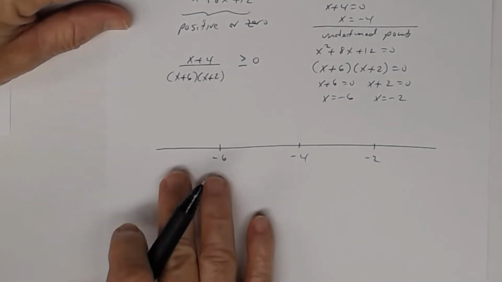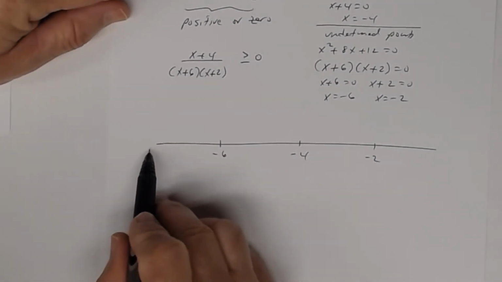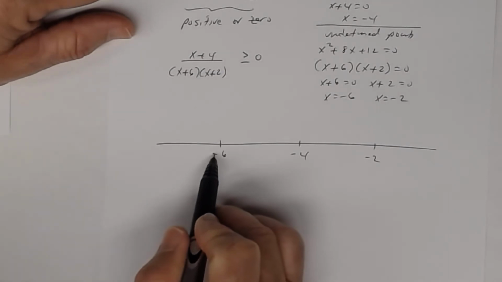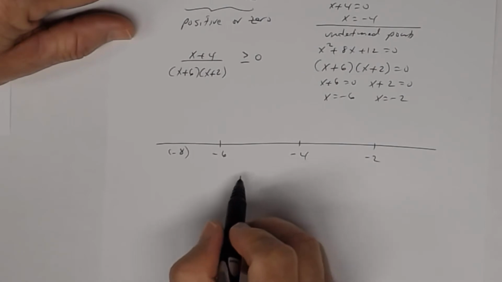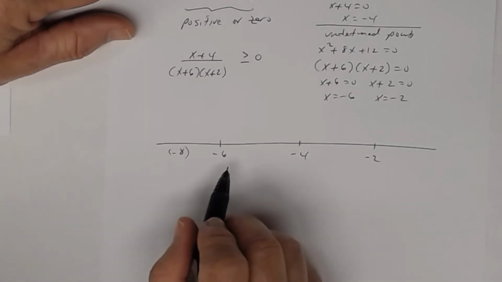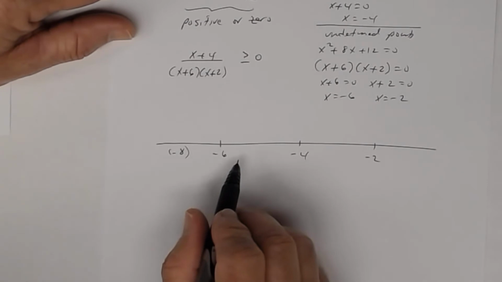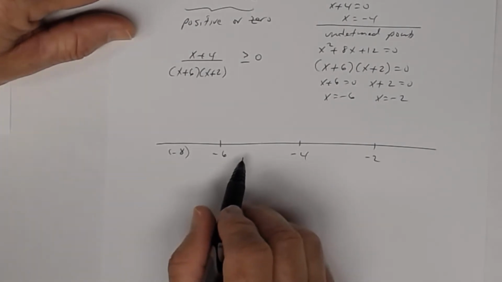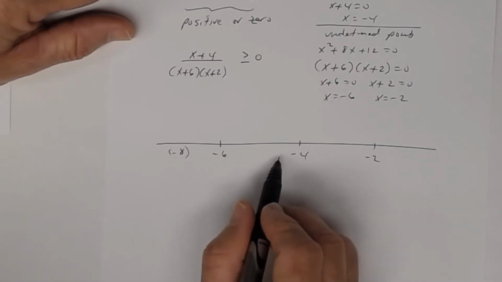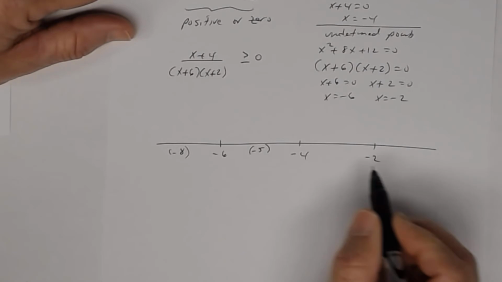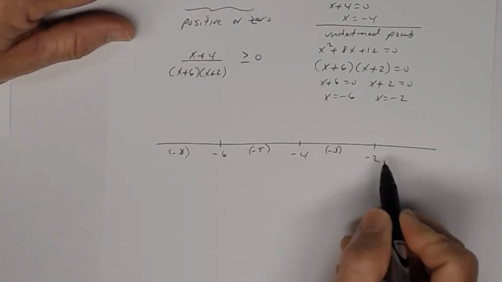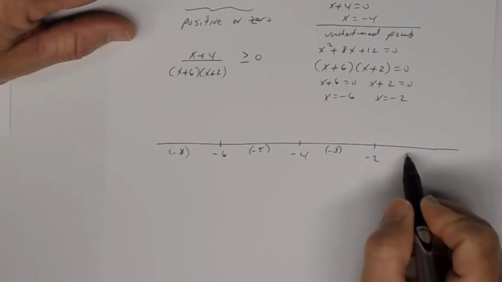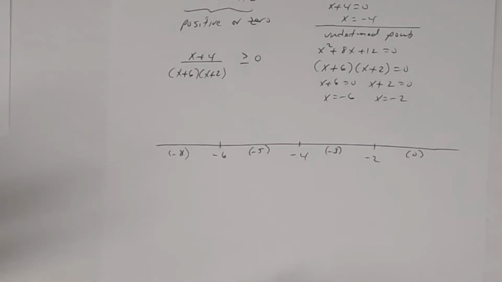Okay, so here we go. We got to pick some test points. So let's pick any number between negative infinity up to negative 6. Let's say negative 8. Negative 6 to negative 4. Remember, you always want to use integers if possible. You don't have to. You could use decimals or fractions in that interval, but it does help if you are using integers. And the only integer that's between negative 6 and negative 4 is negative 5. Between negative 4 and negative 2, the only integer is negative 3. And then from negative 2 to infinity, let's pick 0.